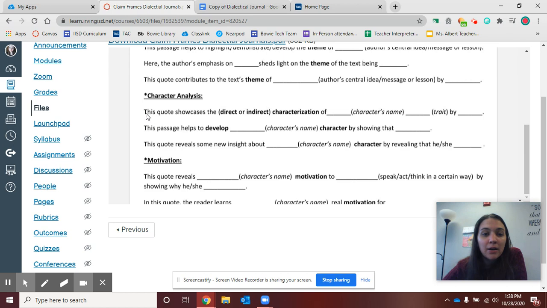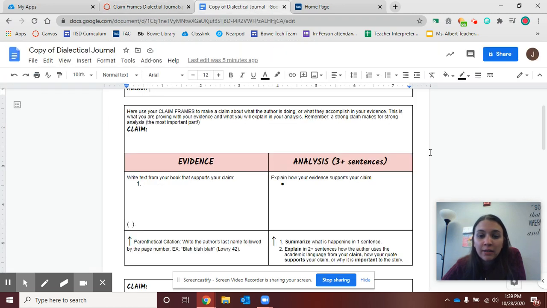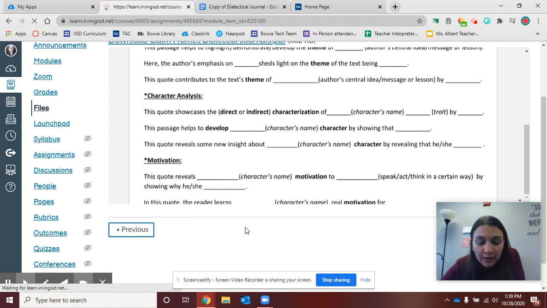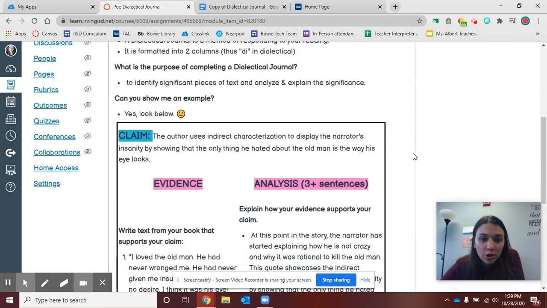So you'll see that I picked this one right here. So this quote showcases, and then I decided it was indirect characterization of the narrator, because of course we didn't have his name. And then I said the narrator's insanity, that was the trait I was focusing in on, and then that evidence was about his eye, the fact that he decided to kill the man because of his eye. So I just used this exactly, and I filled it in here, and then I further explained it. And when I say I filled it in here, I mean I filled it in on the instructions.